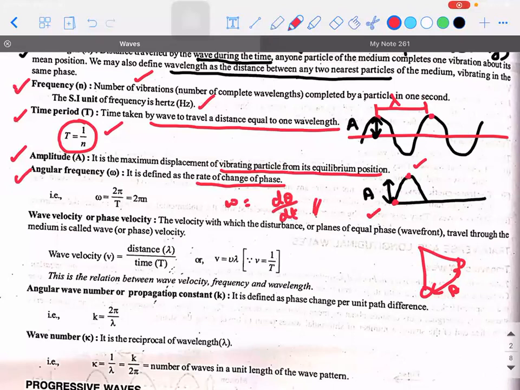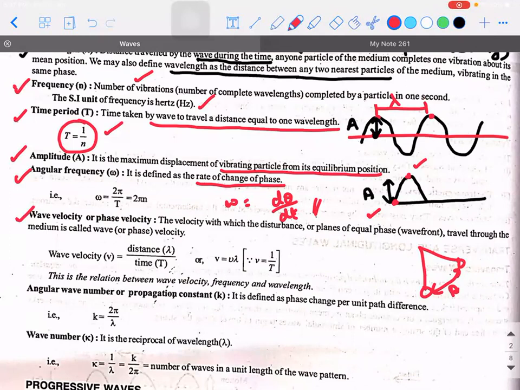And you know the definition of omega, right? Omega is equal to 2 pi divided by T or 2 pi into f. So this I hope you guys know. Omega is equal to 2 pi by T or 2 pi into f. This we have discussed many times. Next one is called as wave velocity or phase velocity.